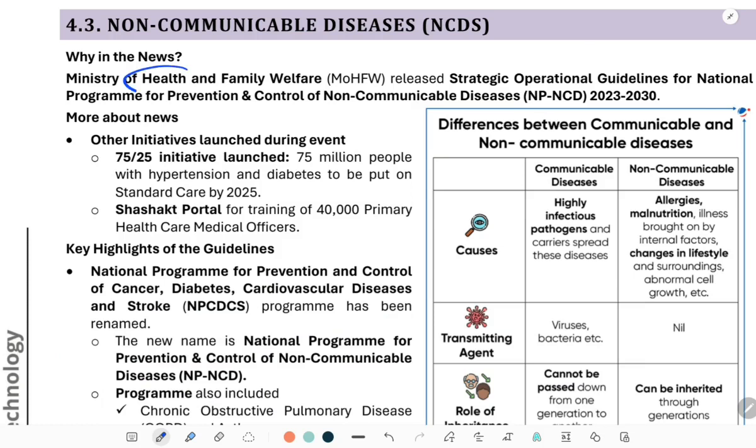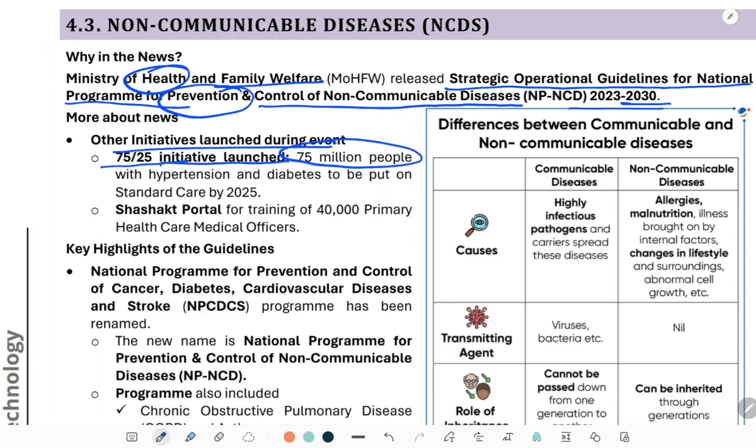Recently, the Ministry of Health and Family Welfare released the strategic operational guidelines for a national program for prevention and control of non-communicable diseases 2023-2030. The other initiatives launched during these events are the 17x25 initiative, that is 70 million people with hypertension and diabetes to be put on standard care by 2025.